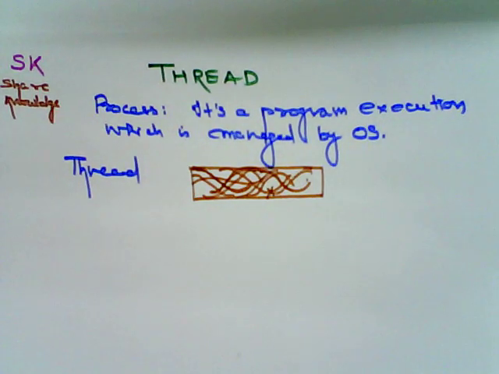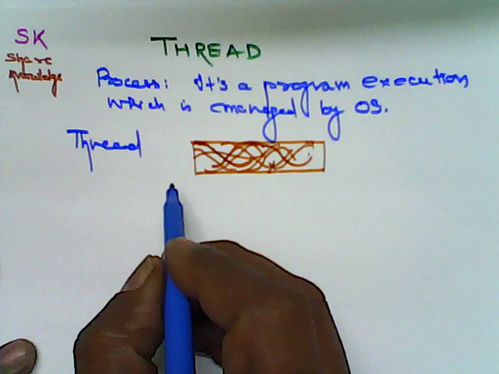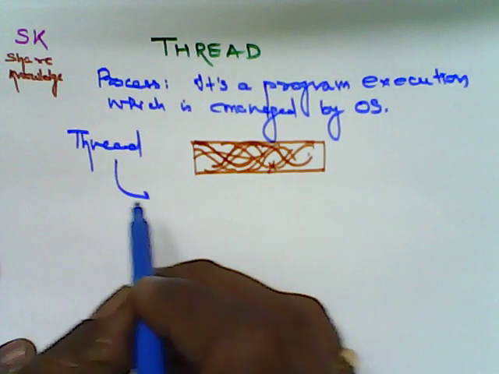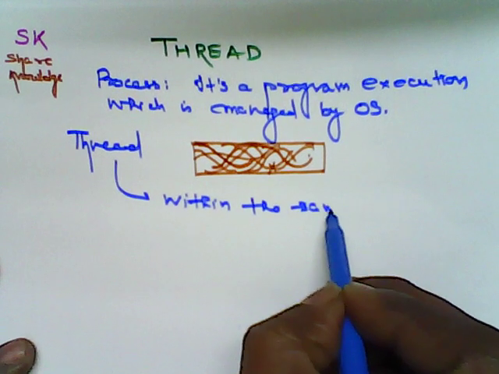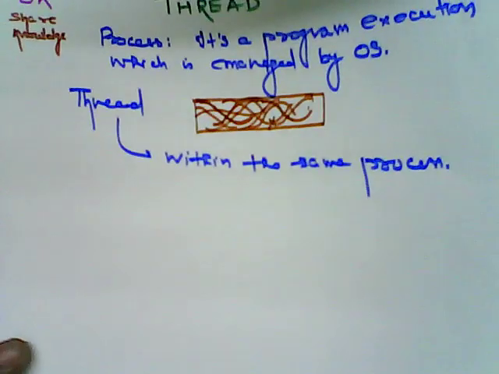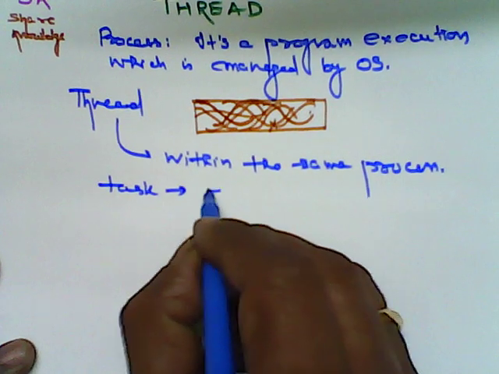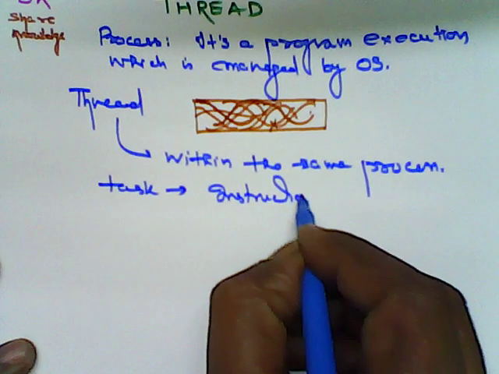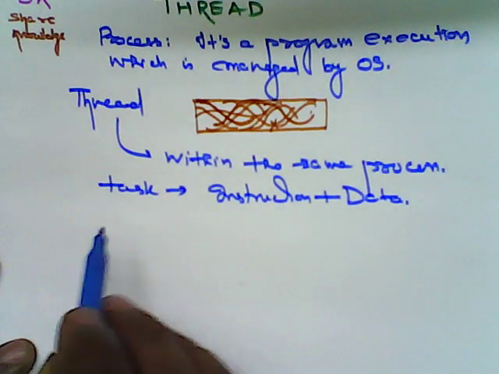Both perform similar tasks, but with respect to the size of the task, they are differentiated. So I can put that a thread is within the same process. It performs the task. Which type of task? Task means it performs instructions with the given data. So that's the task of the process.